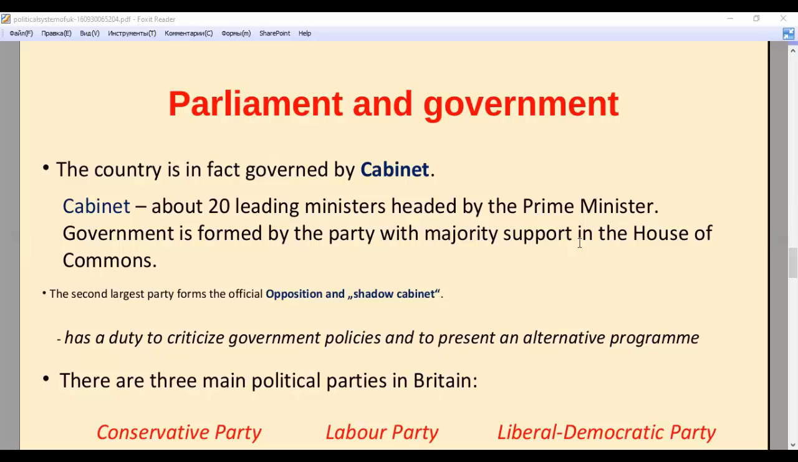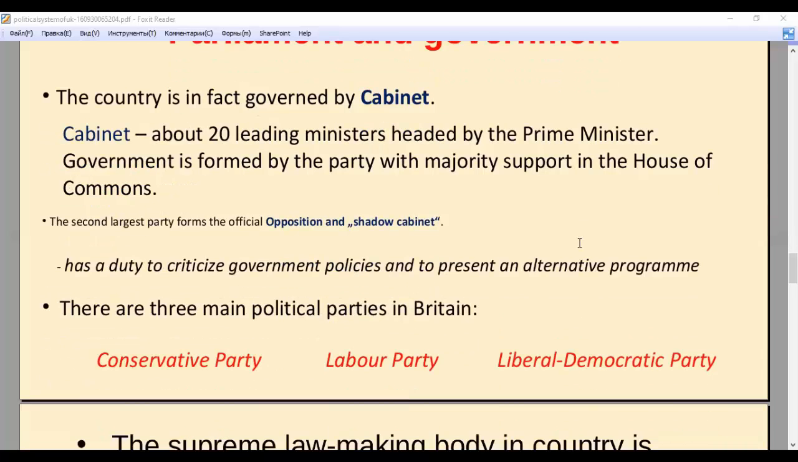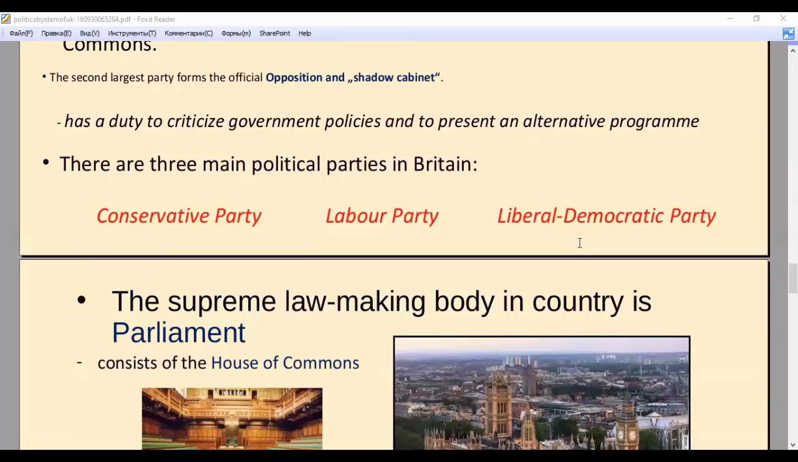His responsibility is that he is head of the government. The country is in fact governed by the cabinet, about 20 leading ministers headed by the Prime Minister. The government is formed by the party with majority support in the House of Commons. There are three main political parties in Britain: the Conservative Party, the Labour Party, and the Liberal Democratic Party. There are also other parties, for example the Scottish National Party and other local parties in the country.